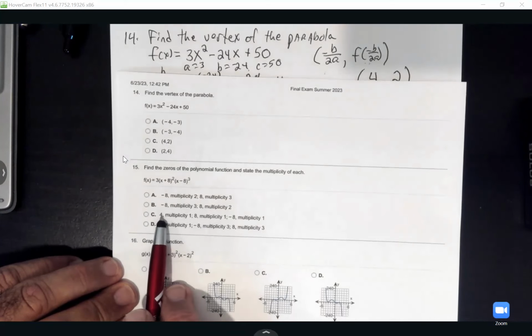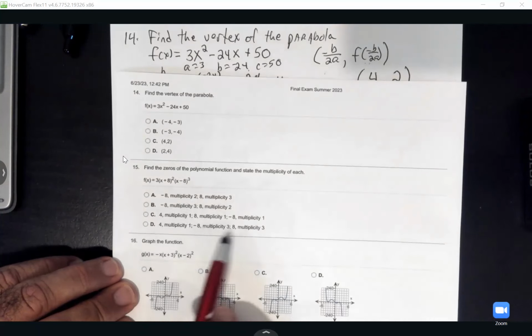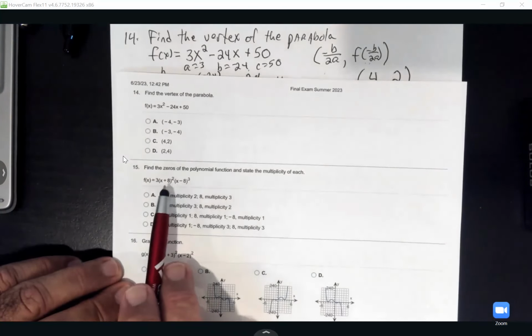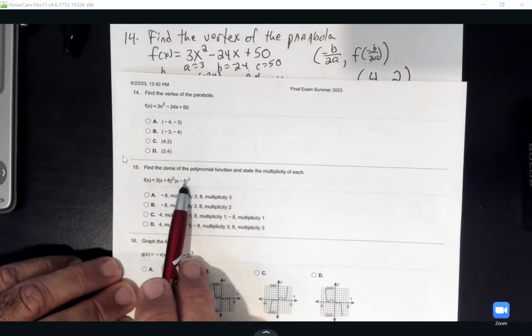So I don't know how they got that 4, 8, and negative 8 on that one. And then 4, negative 8, and 8 on that one. So those were your bad ones. Remember, we only had 2 zeros because we only had 2 factors that contained a variable.